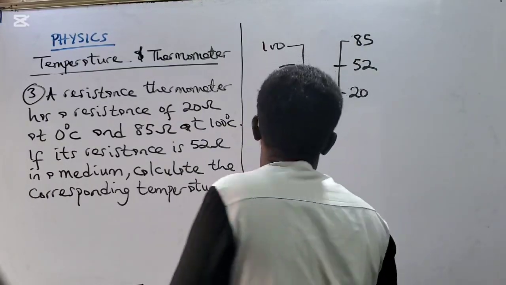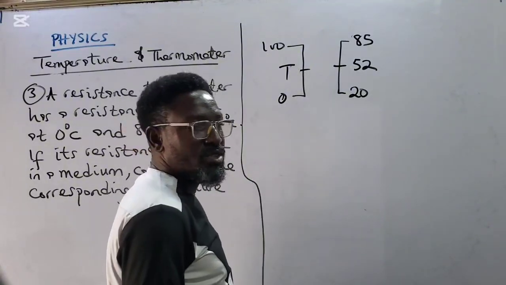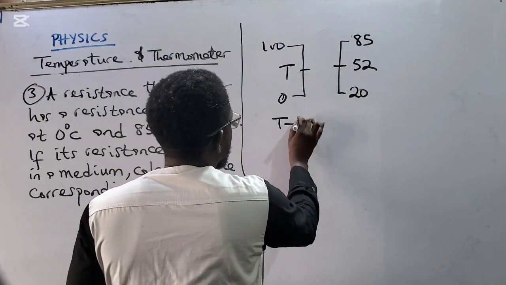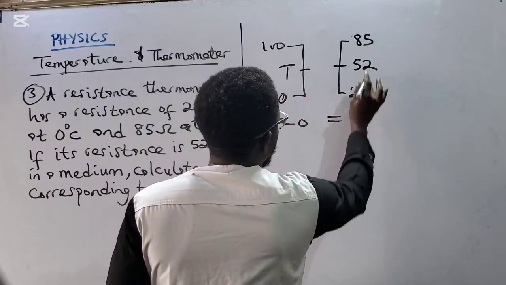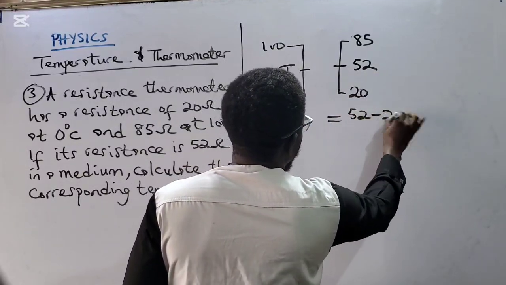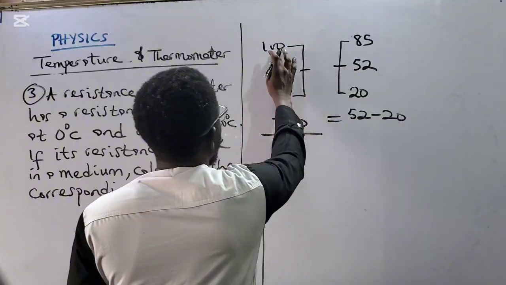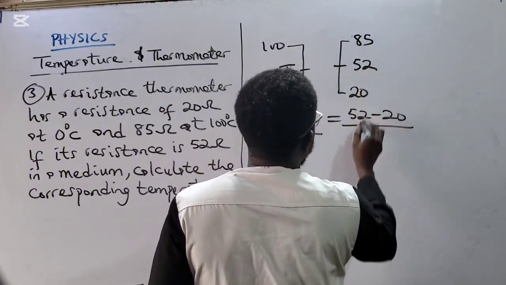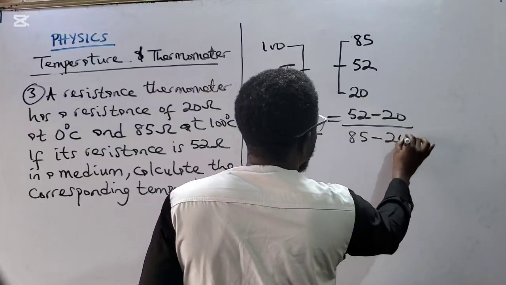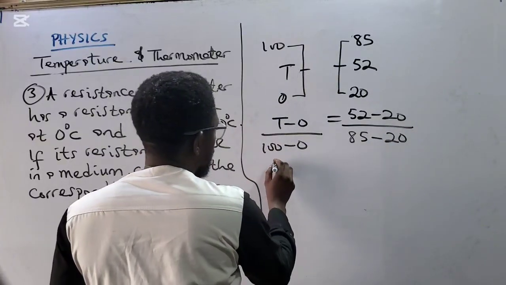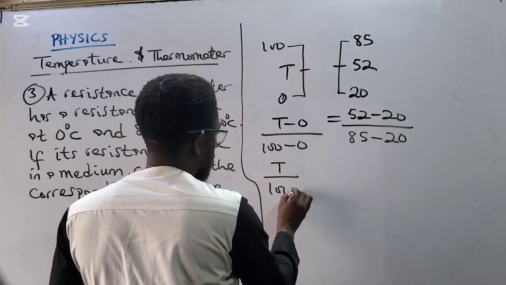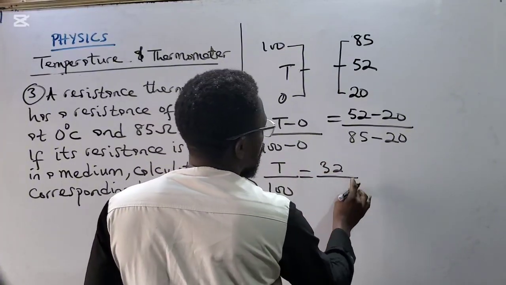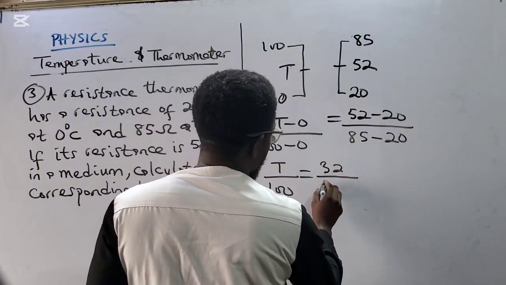So you still have something like this. The format is always the same. Now we get T minus 0 over the midpoint, 52 minus 20, all over 100 minus 0, then 85 minus 20. So this one will give us T over 100 equal to 32 all over 60.5.